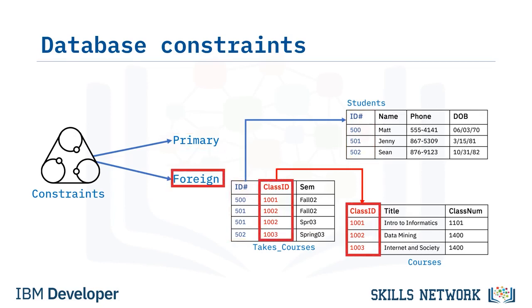A foreign key is a column or set of columns in a table whose values correspond to the values of the primary key in another table. In this figure, the foreign key is class ID. For each foreign key value, a row in the related table must exist with the same primary key value.